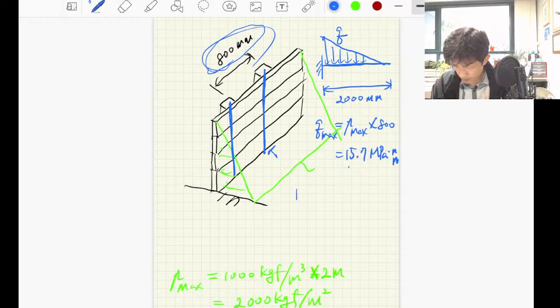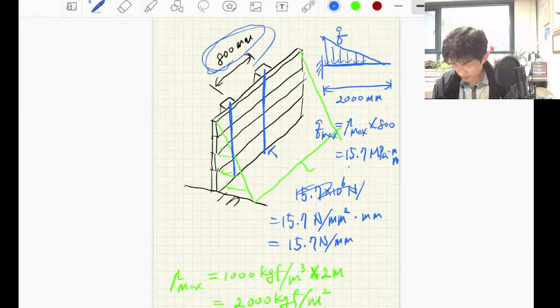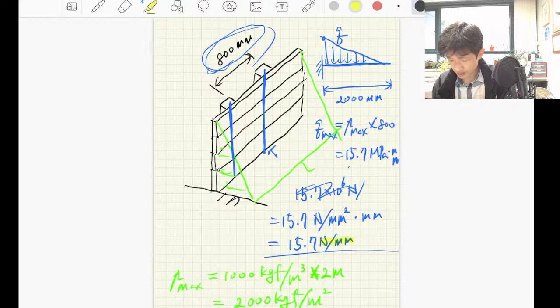Then this is equal to what? 15.7 times 10 to the power of 6 Newton per... by the way, sorry about it. This is 15.7 megapascal times millimeters. That's why it's equal to 15.7 Newton per millimeter. Okay, sometimes it's confusing even for me, but if you use megapascal and millimeters, we don't have to worry about this unit. So we can obtain these units automatically here.